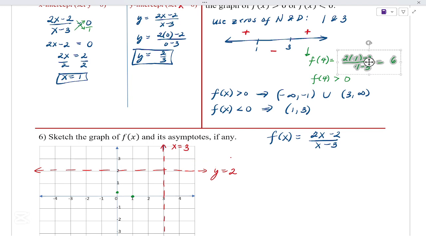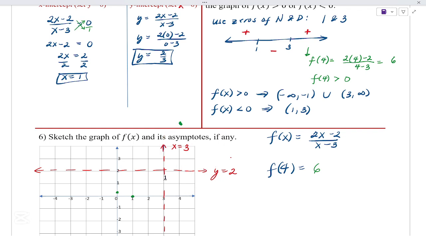So we can choose a number in this area, x equal to 4, and try to know its value so we can know whether the graph is on this part or the other part. I guess we already solved here that f of 4 is equal to positive 6. Since f of 4 is positive 6, it is above. So the graph is on this part, not on that one.